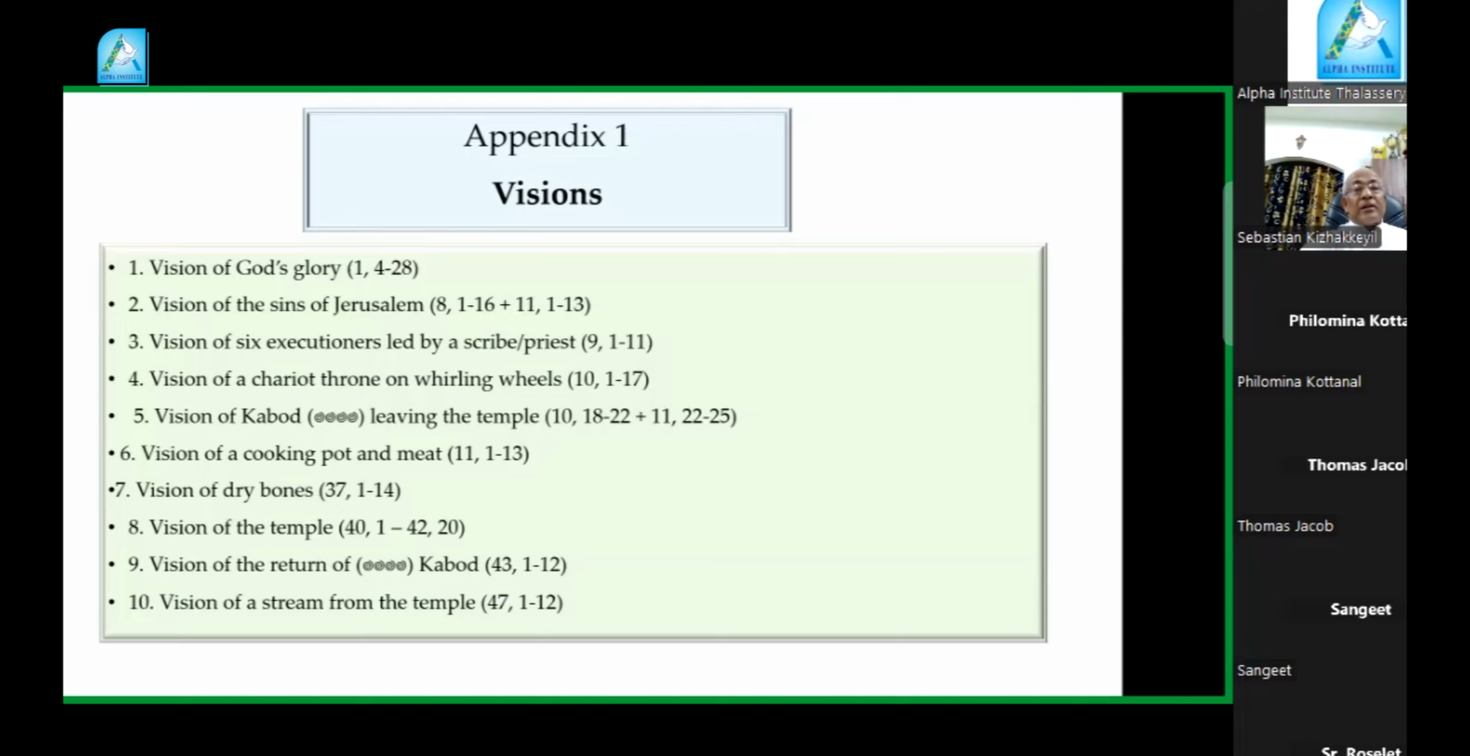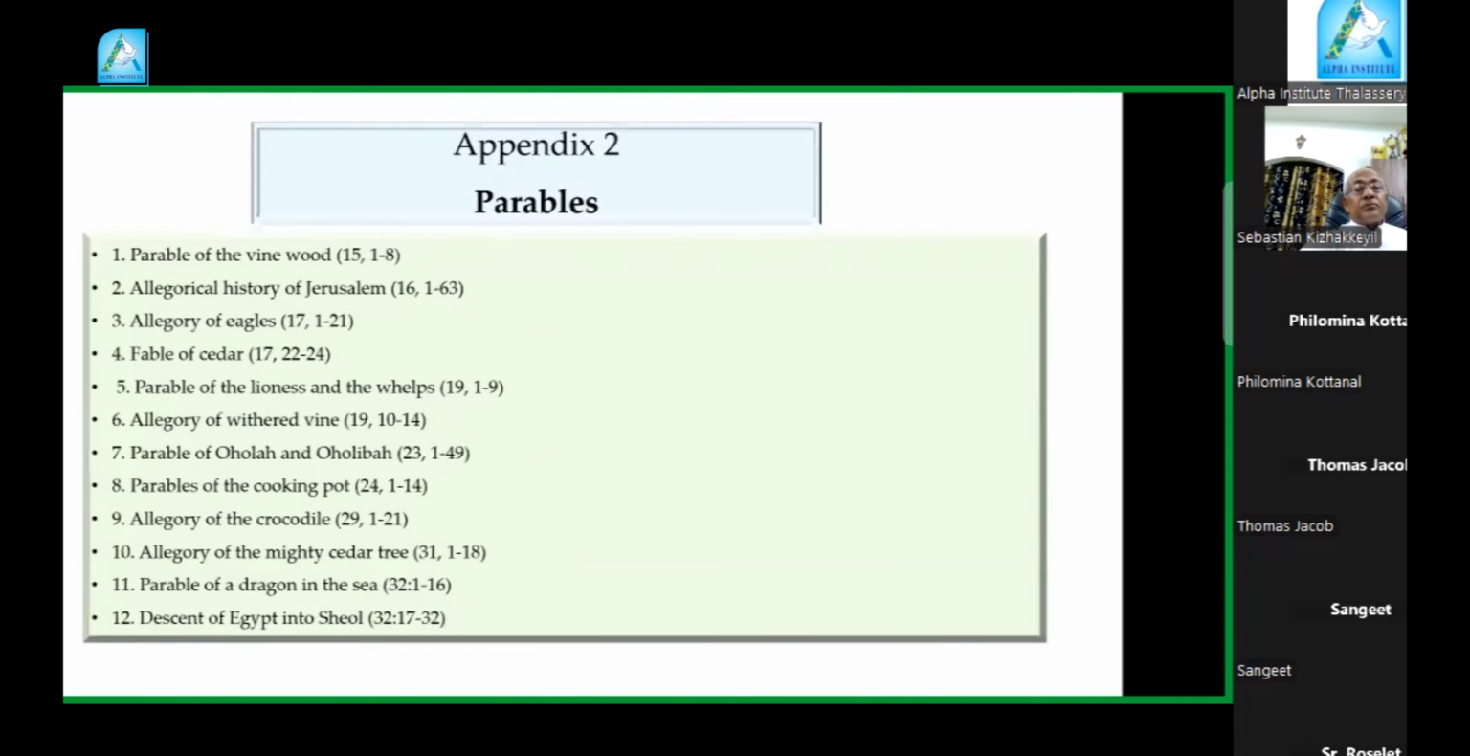Next is parables. The first parable is the parable of the vine wood. Go to chapter 15, 1 to 8. Actually, people of Israel were normally compared to a vine. So here he gives a parable. Parables and allegories. In the parable, he says Israel is like a piece of vine wood burned on both sides. He's trying to explain. How is this piece of vine wood burned on both sides? Vine wood represents Israel.